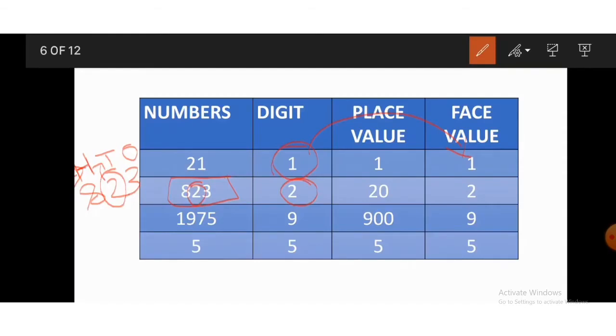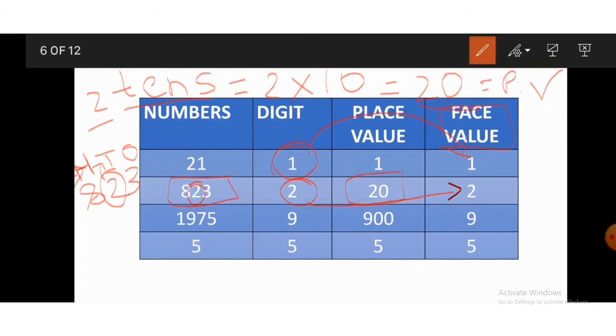Now, what will the place value of 2 be? Place value of 2 will be 2 tens, which is equals to how much, children? 2 into 10. 2 tens are 20, right? So, the place value will be 20. The place value of 2 in tens place is 20. Again, they are asking you to write the face value as well. What is the digit given here? 2. So, simply we write the same digit in face values. The face value of the digit is same as the digit itself. No work to be done here. Simply copy the same digit to face value.